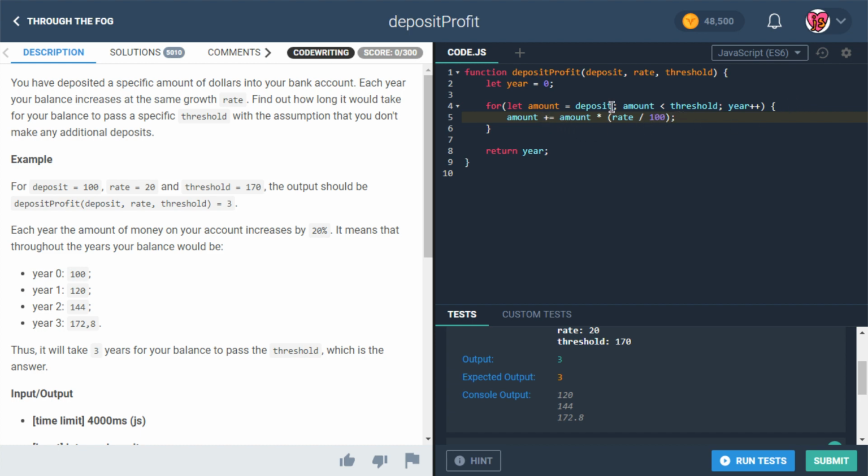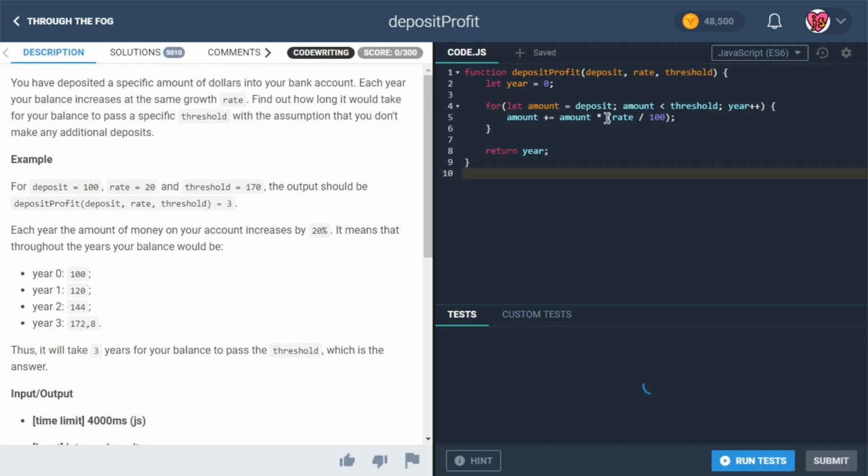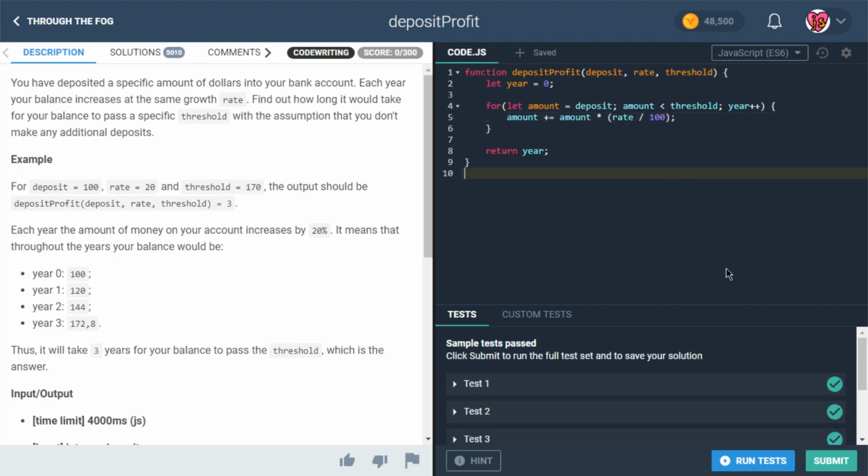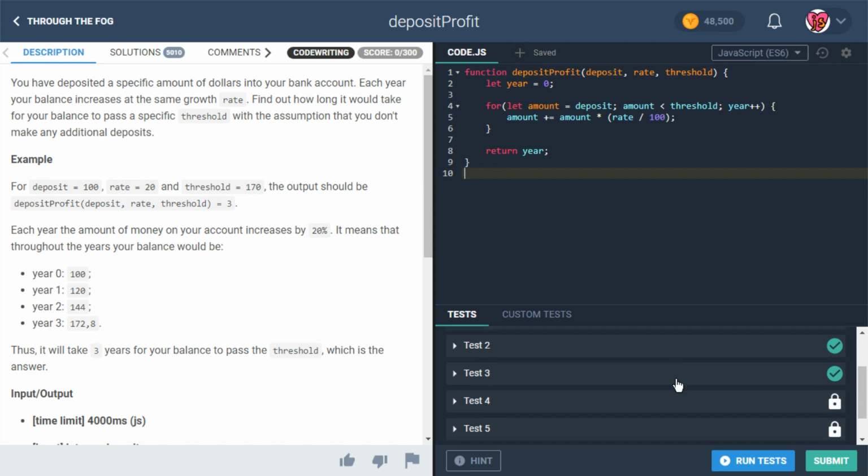I'm going to do a plus equal. So instead of saying amount is the value of whatever it was plus this additional amount, we're saying amount plus equals 20% of what it was, or whatever rate was. Okay, so we'll run that, and now keep in mind this is no longer going to be a percentage, it's just a decimal. And there we go. Okay, so that's looking pretty good.